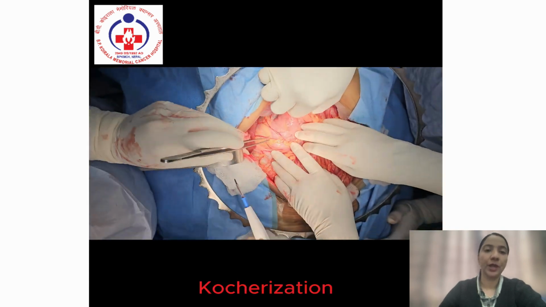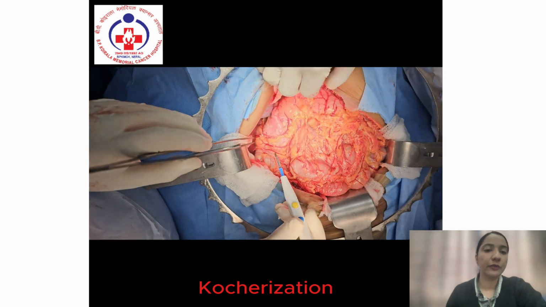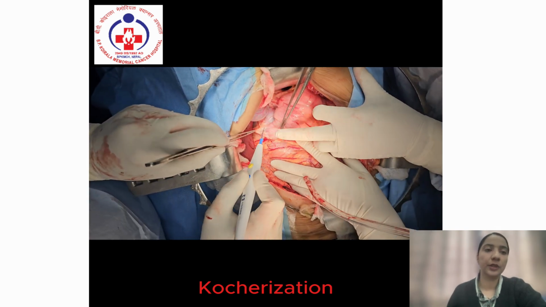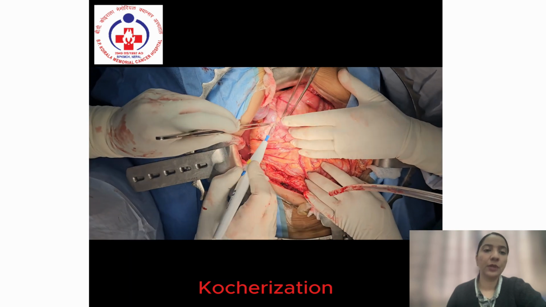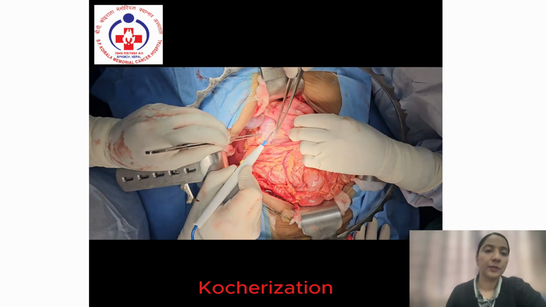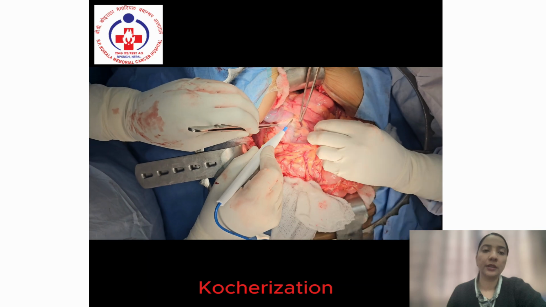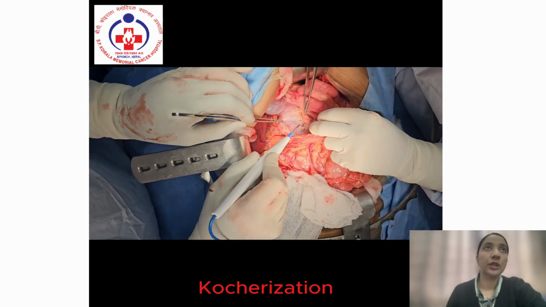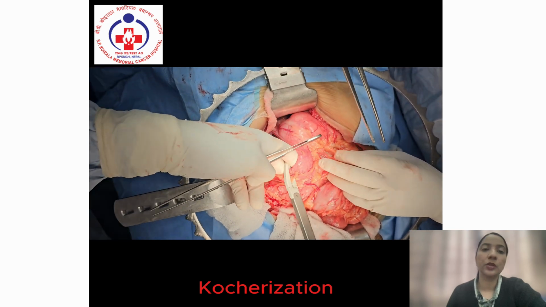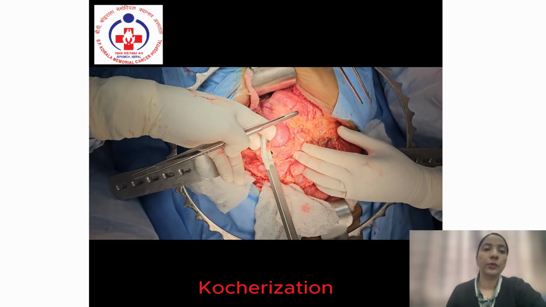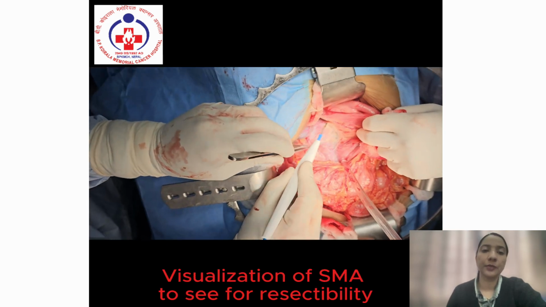We started with a chevron rooftop incision for the procedure. Then generous Kocherization was done with uplifting of the duodenum and visualization of the inferior vena cava and the left renal vein. Then we proceeded towards visualization of the superior mesenteric artery, so that we can assess the resectability of the tumor.